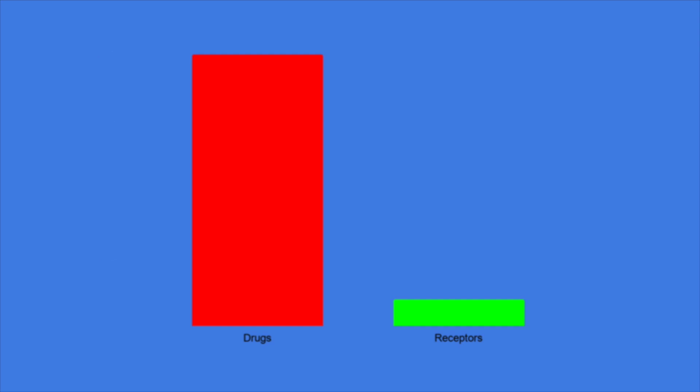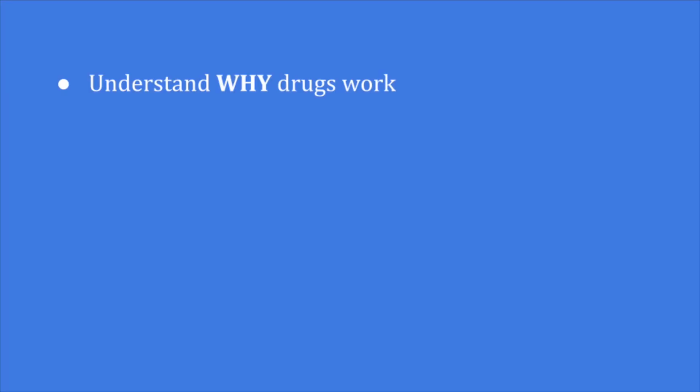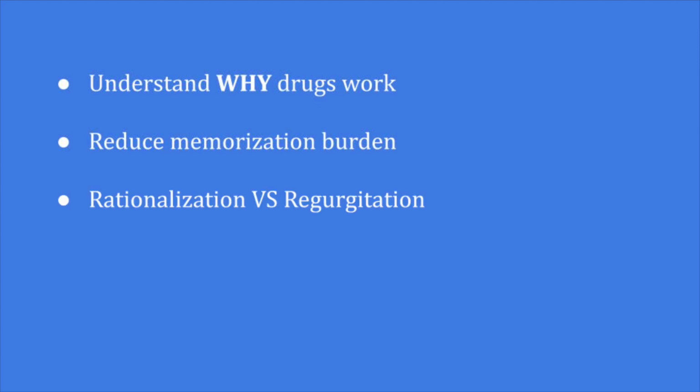Now, I won't lie to you, that doesn't mean that things don't get pretty complex. But understanding how each receptor works will allow us to understand why certain medications work, eliminating a lot of the memorization, allowing us to rationalize instead of regurgitate, and even predict the actions of drugs that we have never seen before.